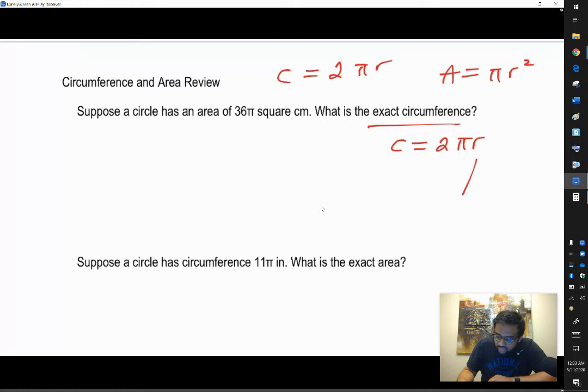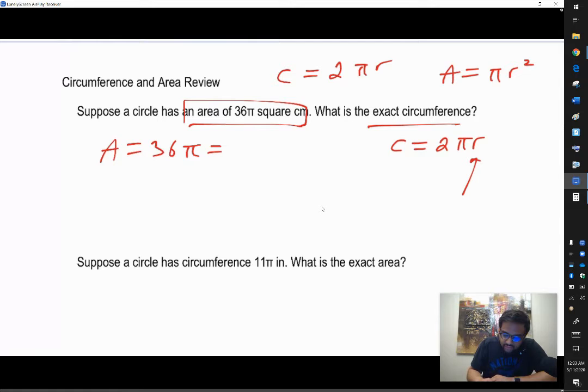Okay, this formula requires the radius, which we don't have. What we do have is the area. The area is 36 pi square centimeters. Well, the area formula is pi times radius squared. By equating these two, I can find that missing radius, which solves the problem. So divide both sides by pi. This will leave us with 36 equals r squared. Take the square root of both sides, and you'll find that the radius is 6 centimeters.